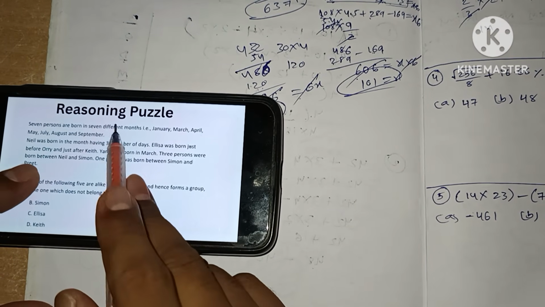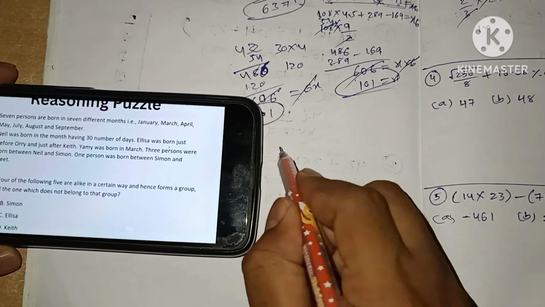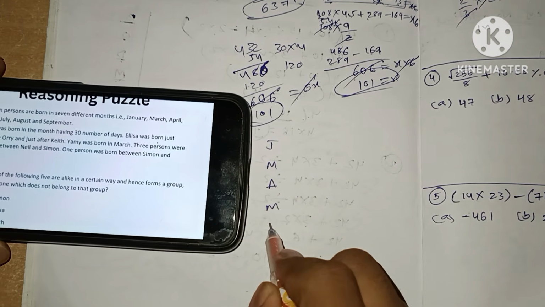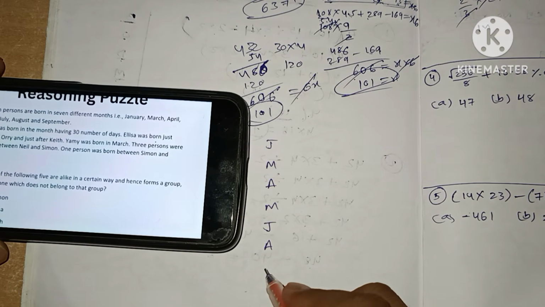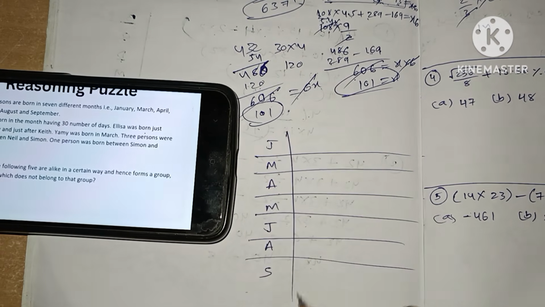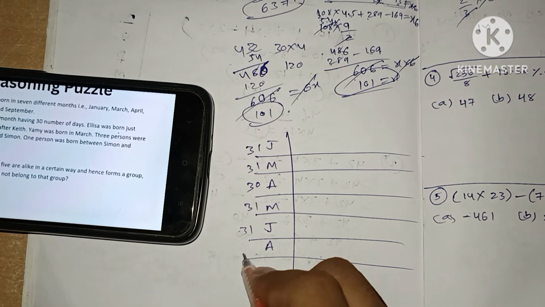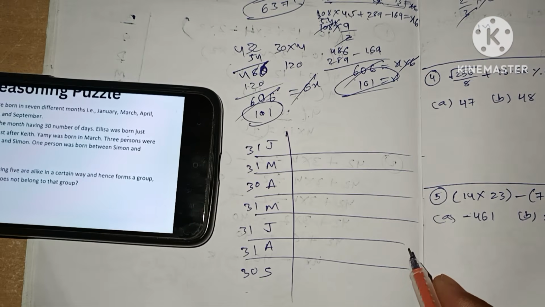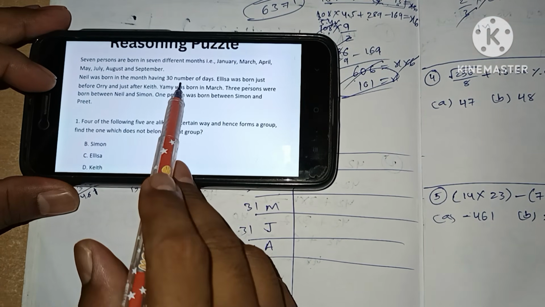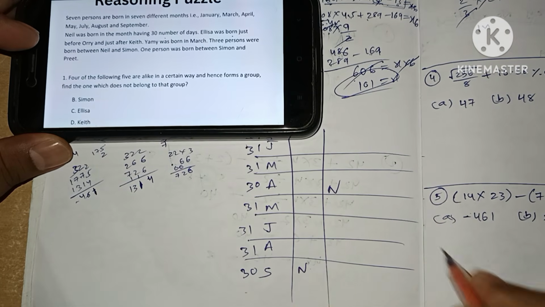Seven persons were born in 7 different months: January, March, April, May, July, August, and September. Let's note them. January 31 days, March 31 days, April 30 days, May 31 days, July 31 days, August 31 days, September 30 days. Let's note the rough statements in the side. Neil was born in the month having 30 number of days. So Neil's place can be here or else here. So two possibilities we get.